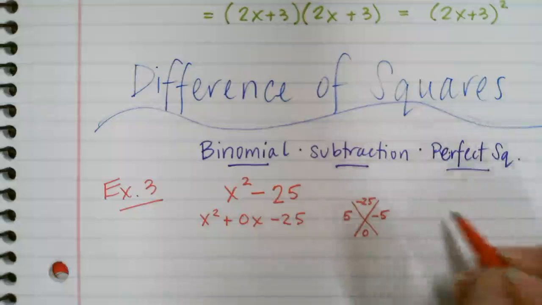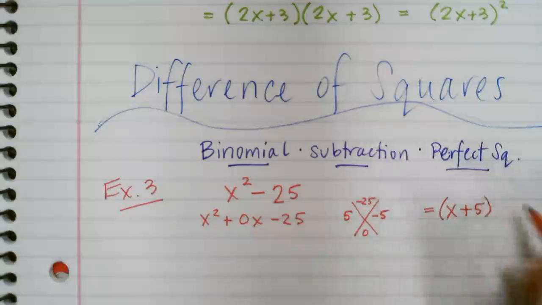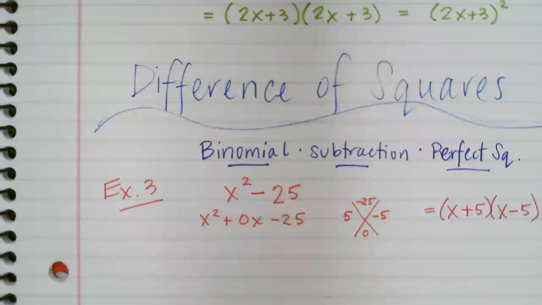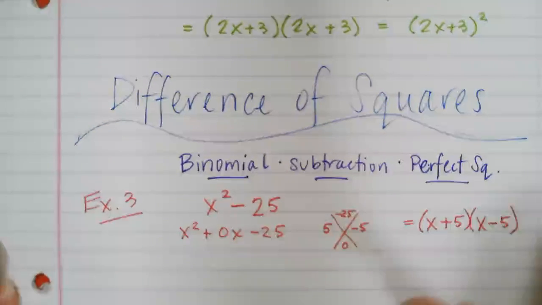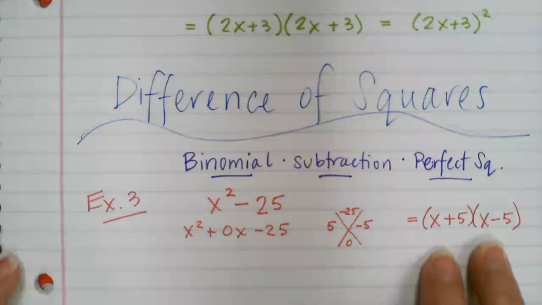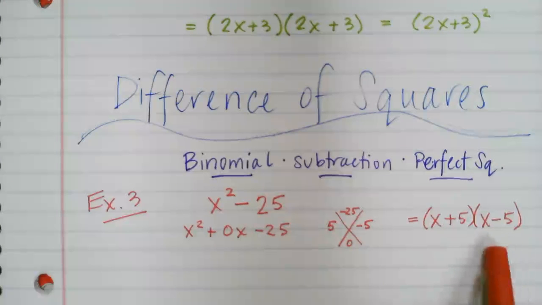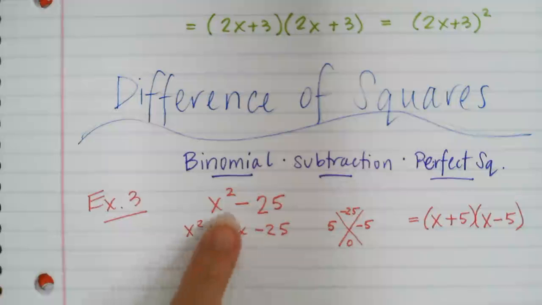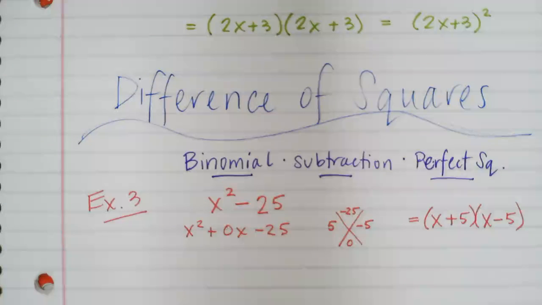So the answer to this is going to be x plus 5 and x minus 5, but we cannot write that as a squared like we could up here because they're not actually the same. The signs are different. So if we multiply this back together, the 5x and the negative 5x cancel out, so that is 0x, which means it's just x squared minus 25.